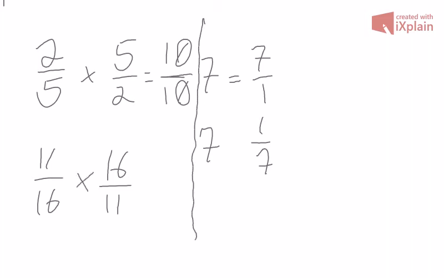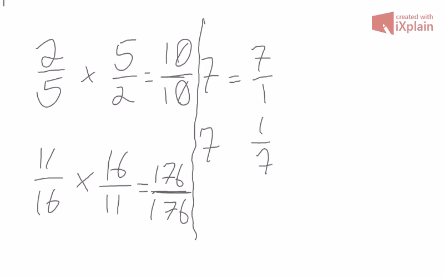Let's do our multiplication here. 11 times 16 is a number that I don't know off the top of my head. So let's see, 10 times 16 would be 160. Then another 16 added to that would be 176. So 176 over 16 times 11 is the same as 11 over 16, 176. So 176 divided by 176 again gives us 1. So we know those numbers are multiplicative inverse.